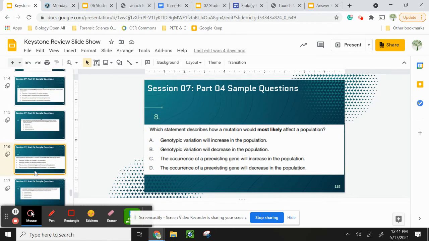All right. Number 8, which statement describes how mutation would most likely affect a population? Genotypic variation would increase. Genotypic variation would decrease. The occurrence of a pre-existing gene would increase, or the occurrence of a pre-existing gene would decrease. Pretty easy here, guys. Think about this for a moment. Answer it on the Edpuzzle.